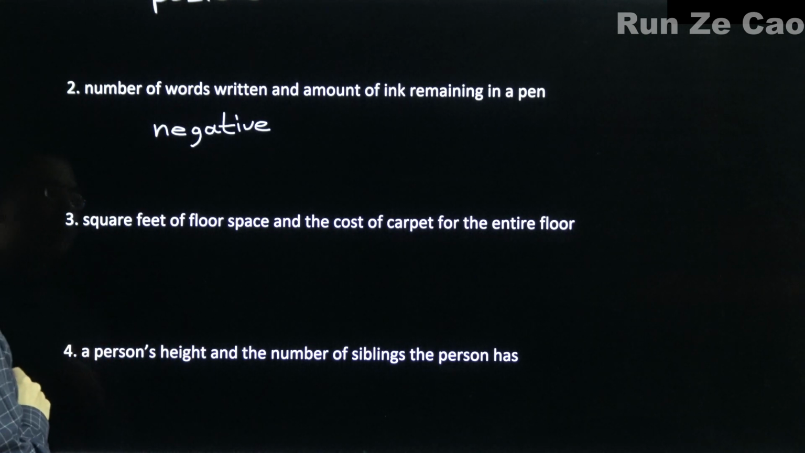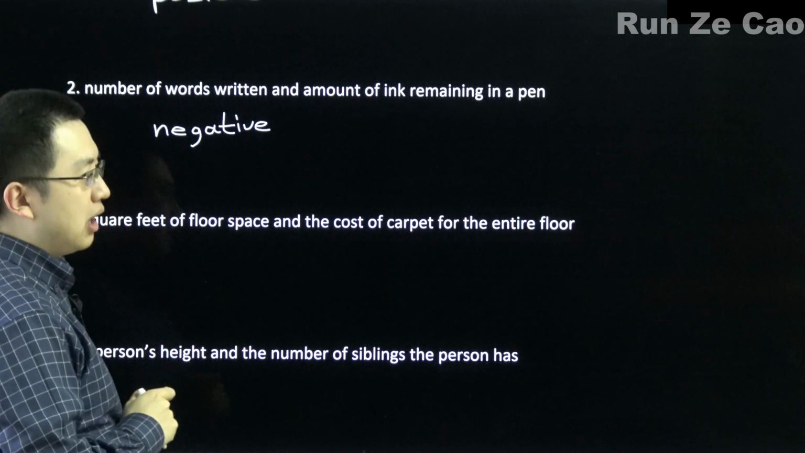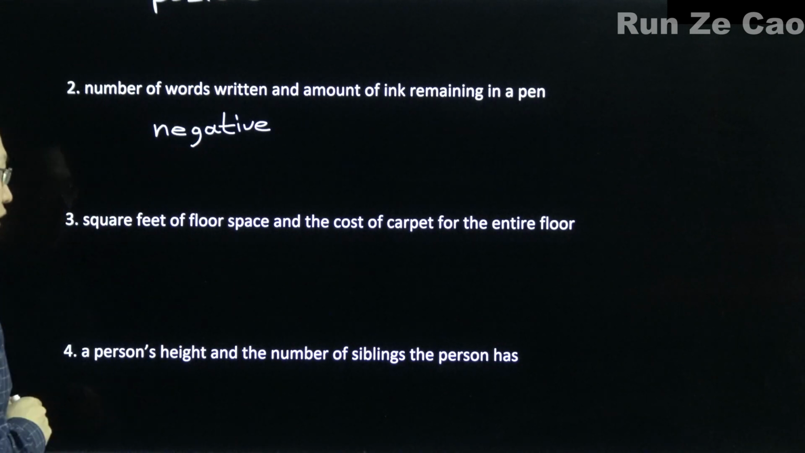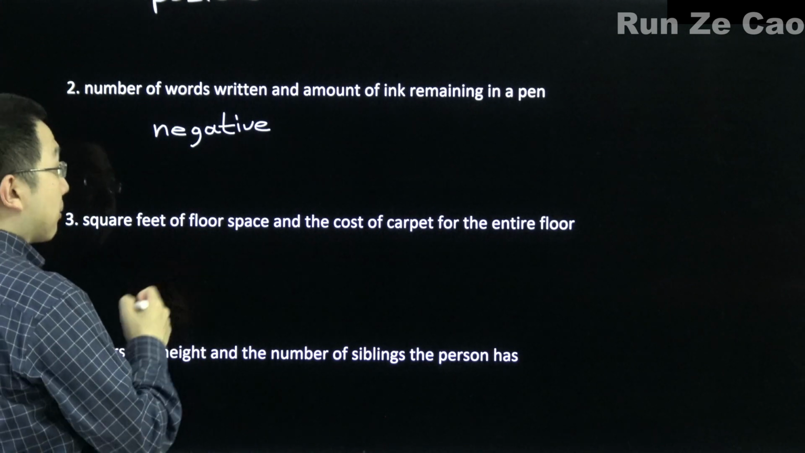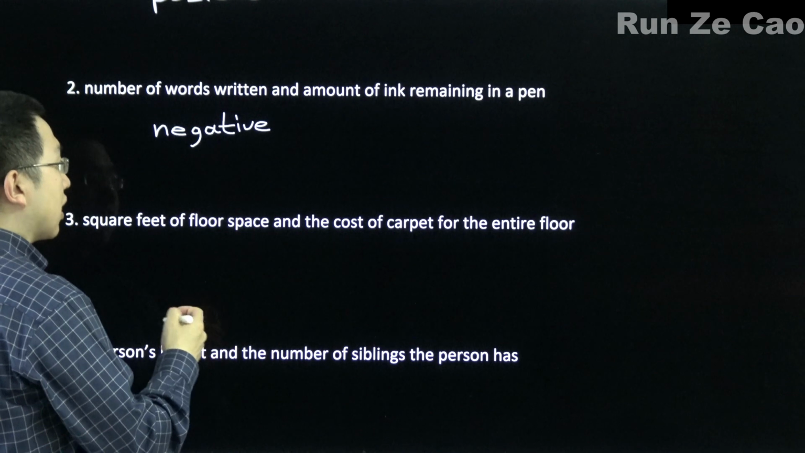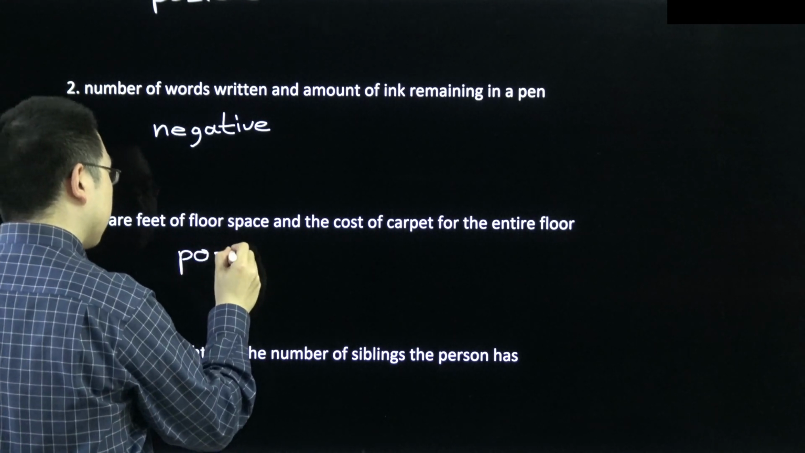Square feet of floor space and the cost of carpet for the entire floor. Well, guess what, guys? Carpet is priced per area, generally, when you're installing large amounts of carpet. So, that means that the bigger the floor space, the higher the cost. This is going to be positive.